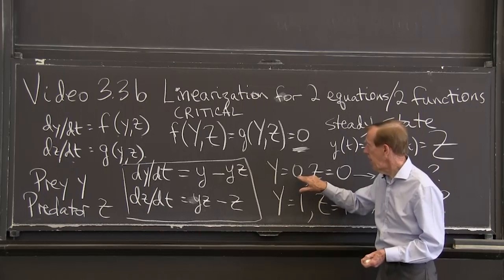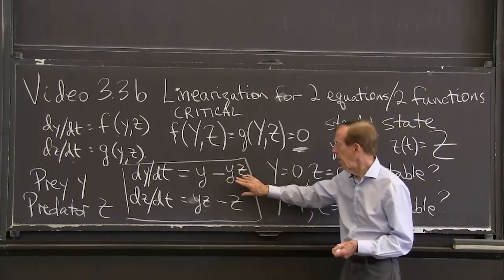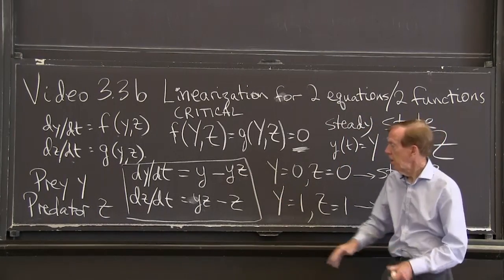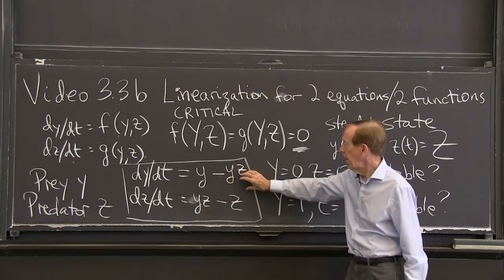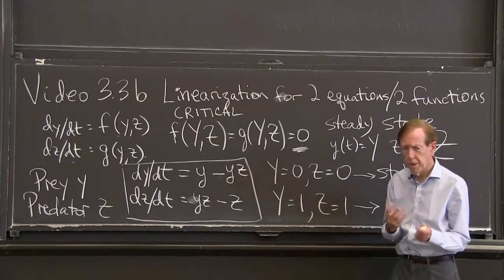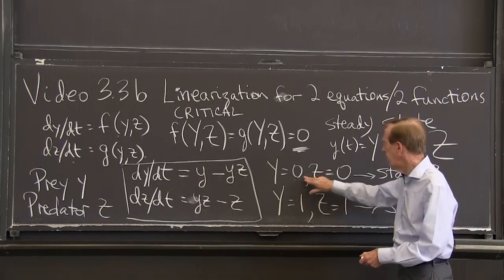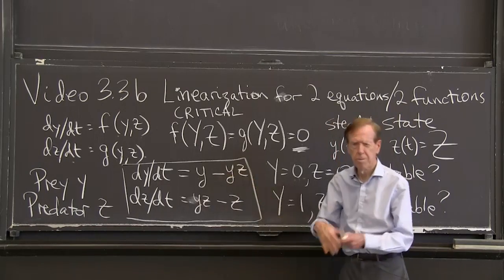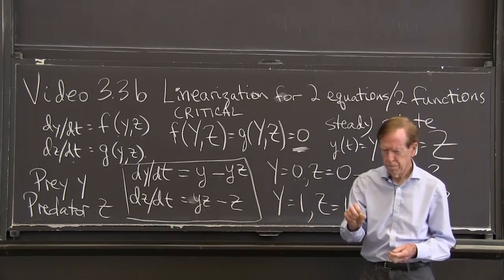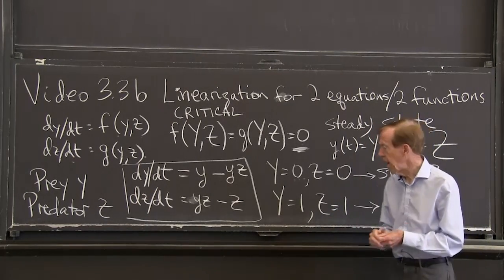Yeah, so starting from 0 and 0, I have to find the critical points. So there's my f, and that should be 0. And there's my g, and that should be 0. And it turns out there are just two possibilities. This is 1. If y and z are both 0, then certainly I get zeros. So that's like starting with a very small number of foxes and rabbits.